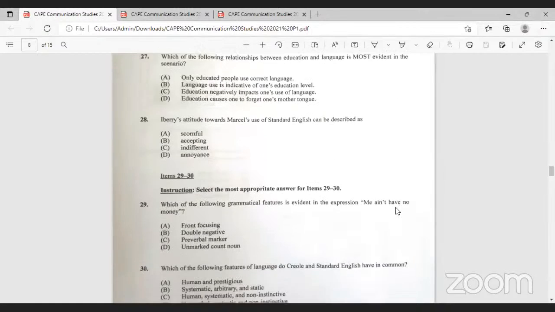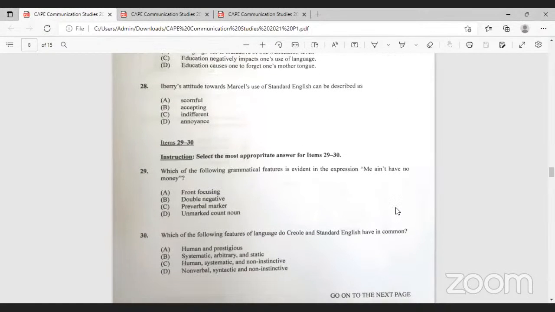Let's move on. 29. Which of the following grammatical features is evident in the expression? May 8 have no money? It should be straightforward. Front focusing, double negative, pre-verbal marker, unmarked. B, double negative.